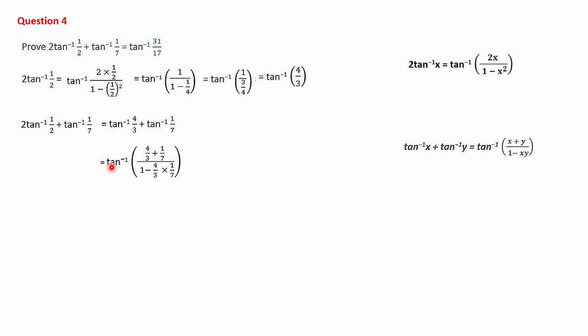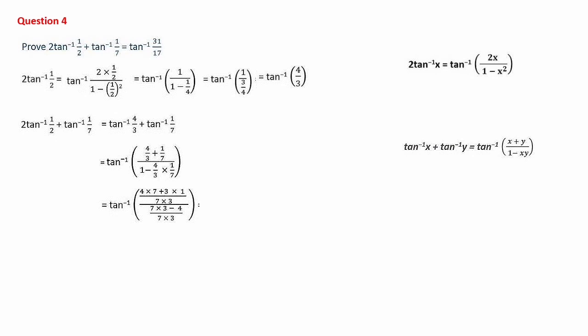That is equal to tan inverse. Our x is 4 by 3 and our y is 1 by 7. So 4 by 3 plus 1 by 7 divided by 1 minus 4 by 3 into 1 by 7. As before, a little bit of normal calculation: tan inverse of, 7 into 3 is the LCM in the numerator, 7 into 4 plus 3 into 1.